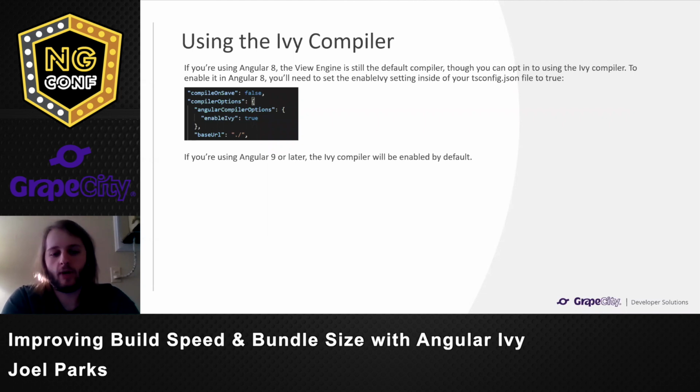Now, if you're using Angular 9 or a later version of Angular, your project will have Ivy enabled by default. If you're currently working in Angular 8, you're currently using the View Engine, which is enabled by default, unless you've decided to enable the Ivy compiler. Though it is recommended that you upgrade to a newer version of Angular if you intend to use Ivy. This will let you get the most up-to-date features and fixes that the Angular team has released for the compiler.